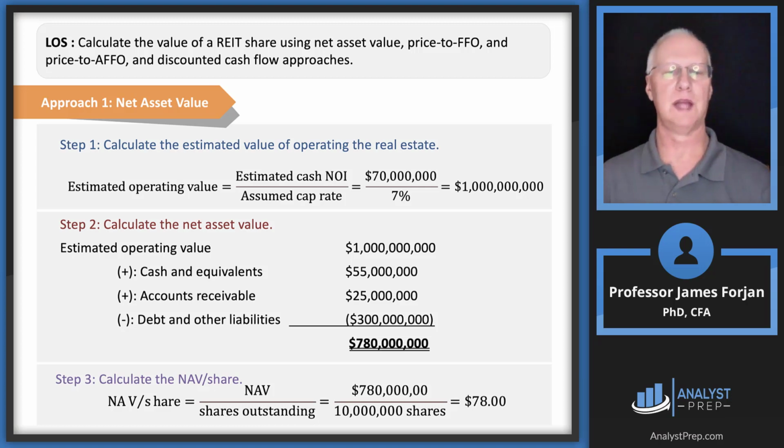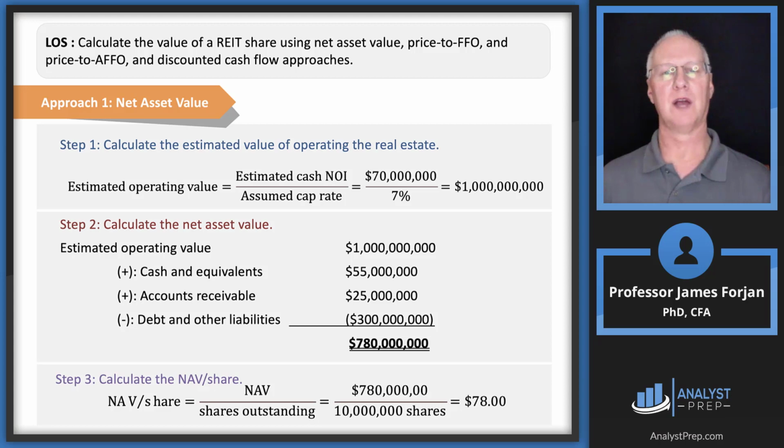All right, so let's do net asset value here. We can do this on one slide. Let's calculate the estimated value. So we're going to take that 70 million divided by 0.07, right? So that gives us, boy, a big number, right? So that's $1 billion. So calculate the net asset value. So we're going to add some of those balance sheet items, right? We're going to add cash and cash equivalents. We're going to add accounts receivable, and we're going to subtract out the debt and liabilities of 300. So we get, what is that? $780 million.